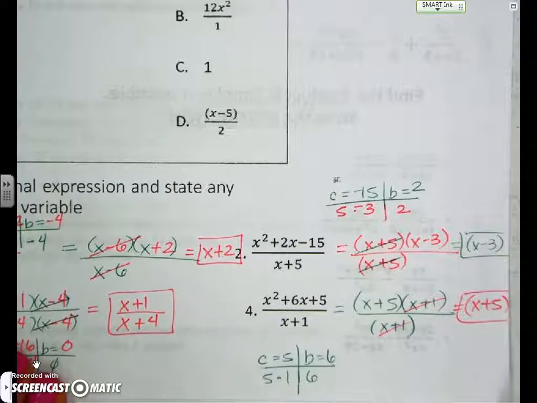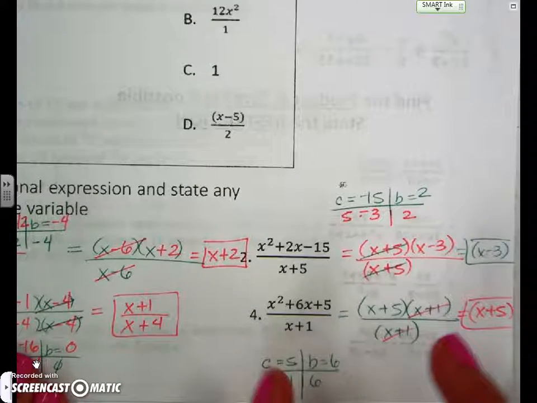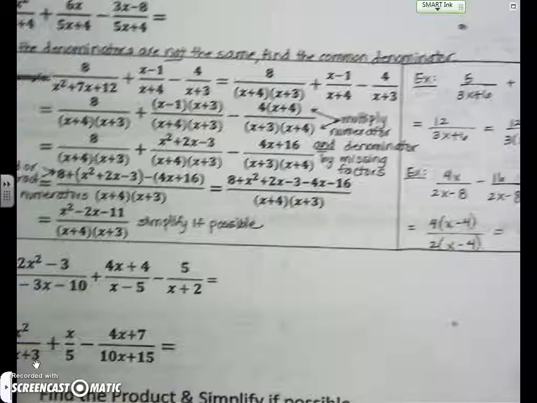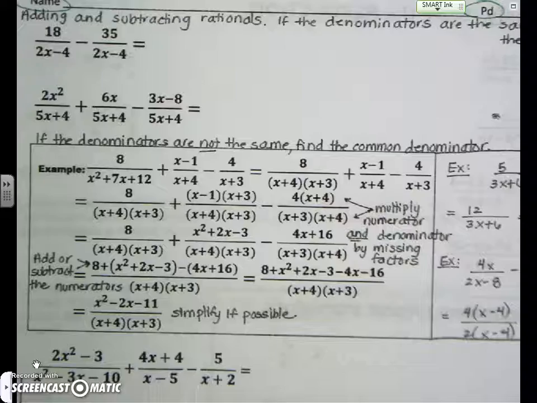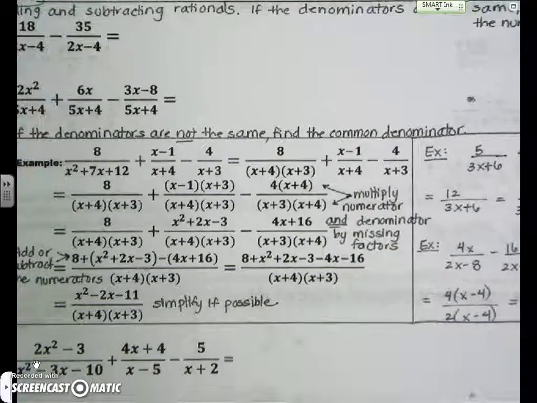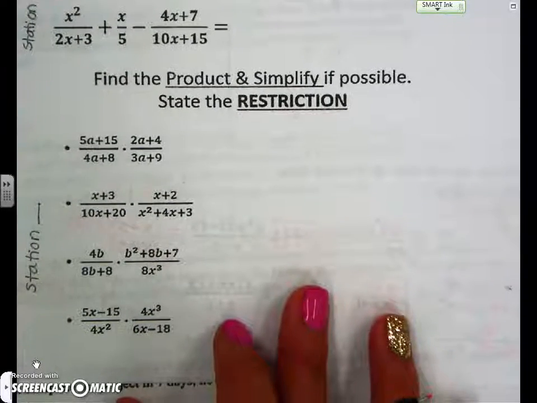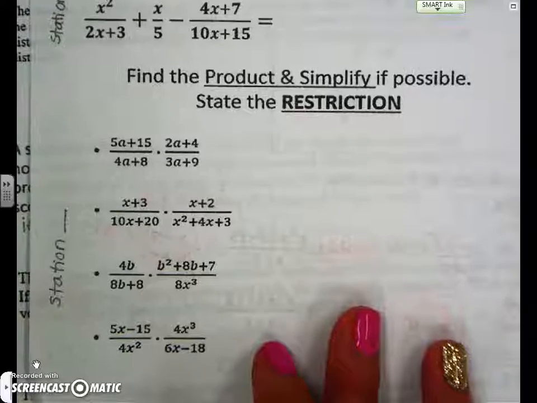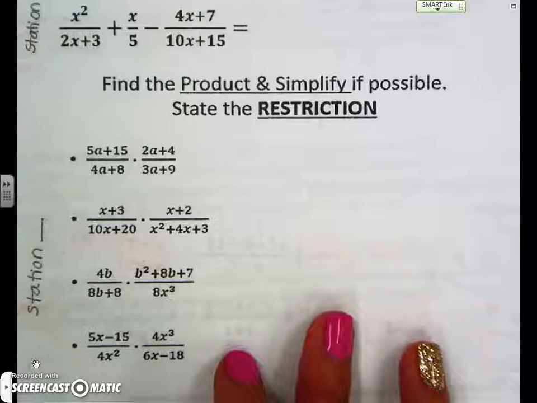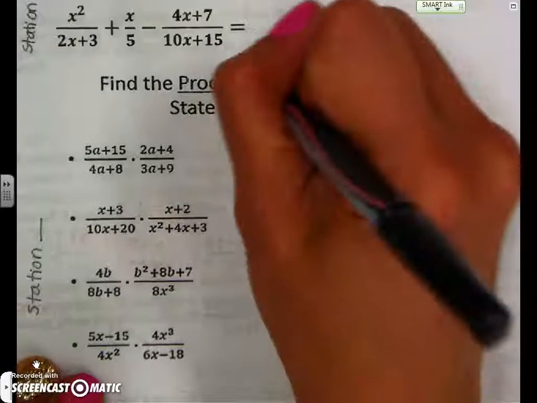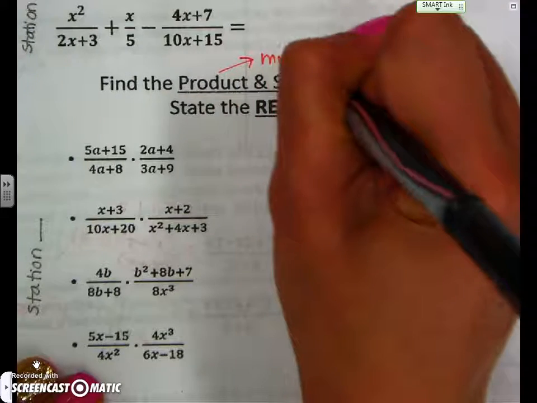All right, guys, let's go ahead and move on to something else. You did good on this part. This is going to build on what else you need to know for the next part, okay? All right, let's go to the front page. It says, find the product and simplify if possible. Okay, what does product mean, class? Good. So product means multiplication.